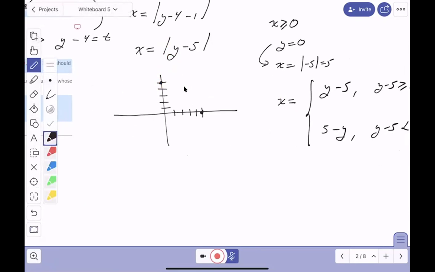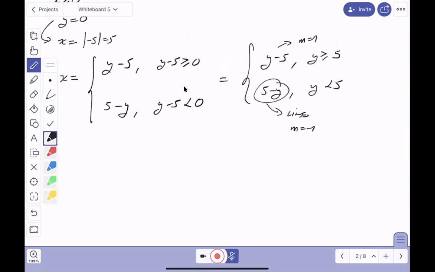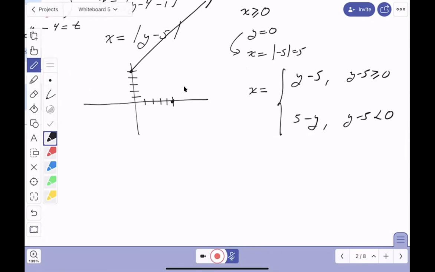Looks sort of like this. That's a slope of 1. Again, doesn't have to be terribly accurately drawn. And then if it's below the 5, right? It's a line, 5 minus y, it's got negative slope. So like this over here. All right, I got it.